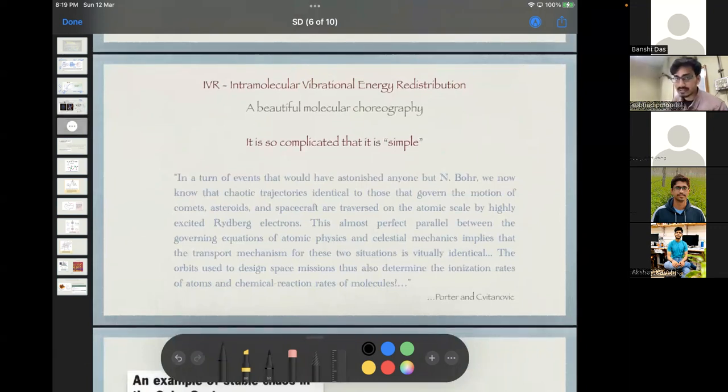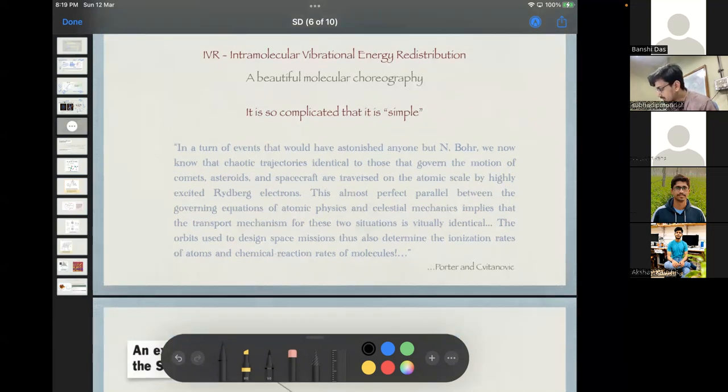If you understand, that's the complicated distribution of energy, the dynamics of inner vibrational energy, which is getting transferred or distributed between different vibrational modes. That's called IVR, or intramolecular vibrational energy redistribution. This is the quote from Potter and Zbitonovic. So just read here.